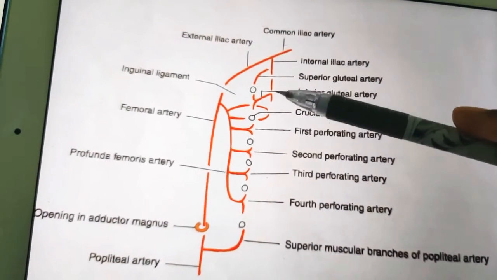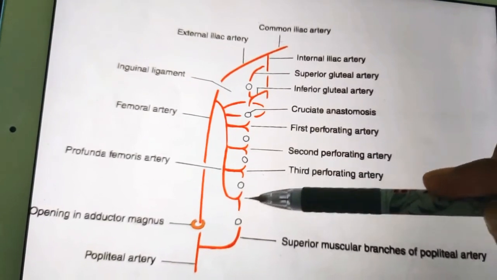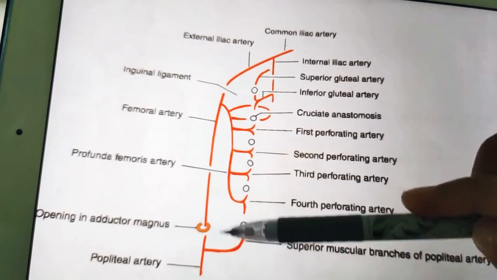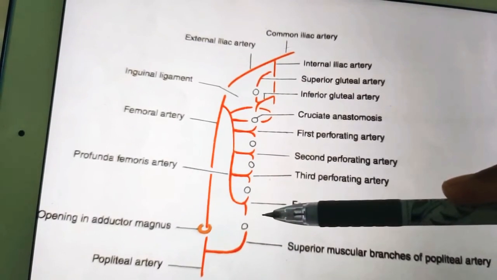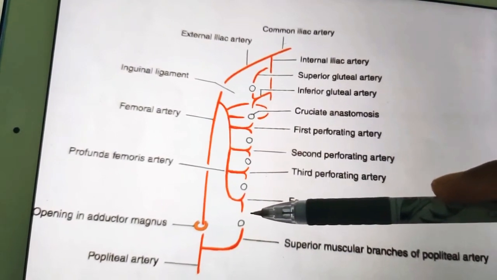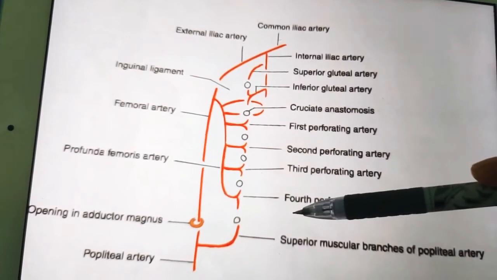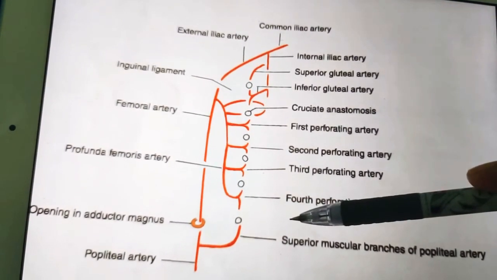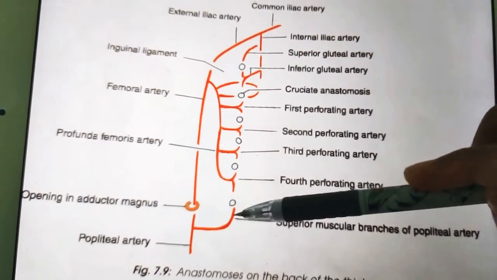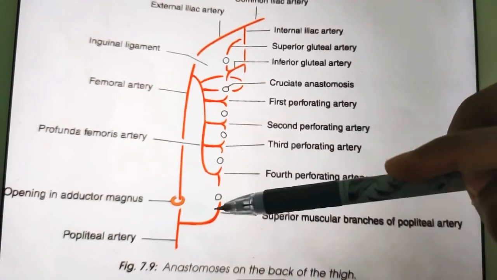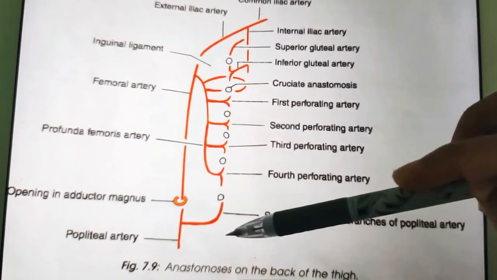So the perforating arteries anastomose with one another, for example first with second, second with third, third with fourth. So they also anastomose with each other. Next, the fourth perforating artery will anastomose with the upper muscular branches of popliteal artery. So you can see popliteal artery will give one superior muscular branch. With that, the fourth perforating artery will anastomose.